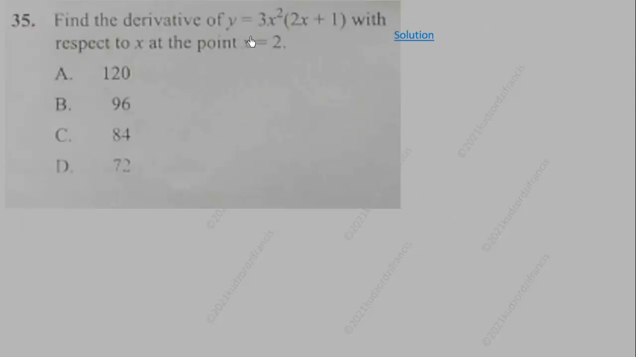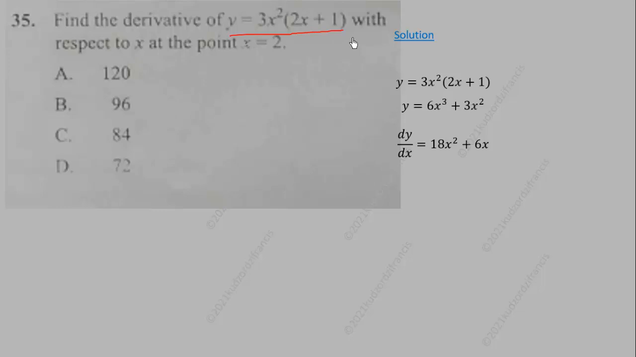Find the derivative of y equals 3x squared times (2x plus 1) with respect to x at the point x equals 2. So this is the function given to us, so we can use different procedures. First, we are going to just expand and differentiate. If you expand this, you get 6x cubed plus 3x squared. Then we differentiate term by term. So that will give us dy/dx equals 18x squared plus 6x.